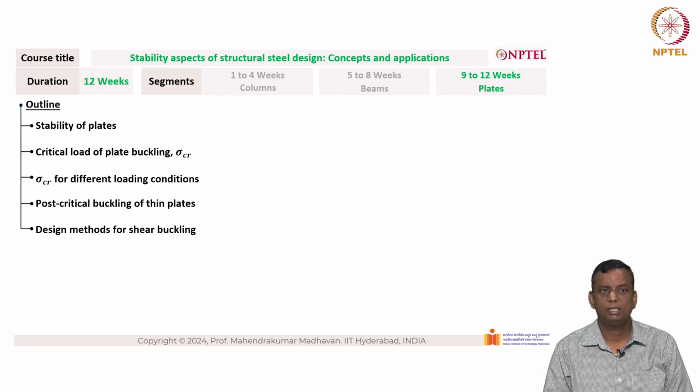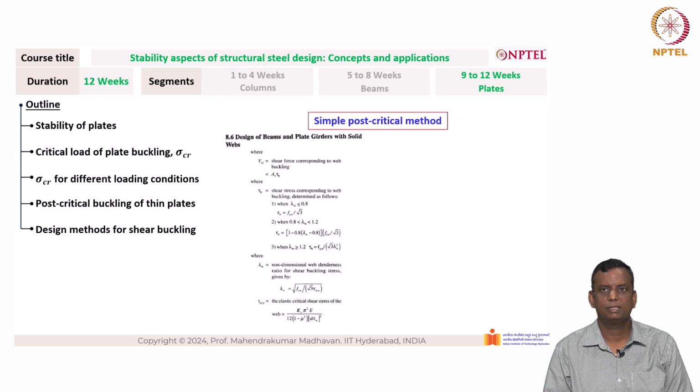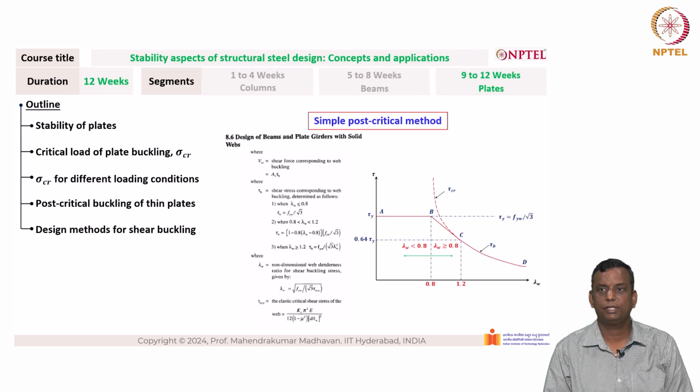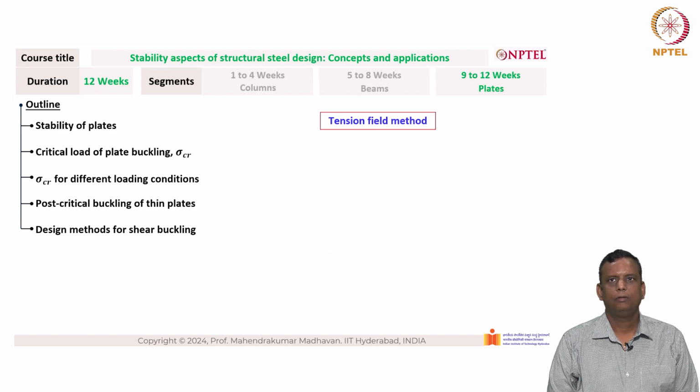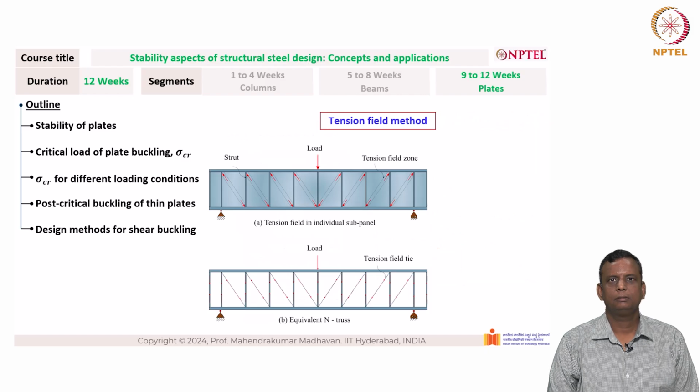Then we will talk about the design methods for shear buckling. There are two design methods that are available in IS 800. One is the simple post critical method and another is the tension field method. The simple post critical method is given by these equations, as you can see here. The plot is also given here. So after the simple post critical method, we will talk about the tension field method.